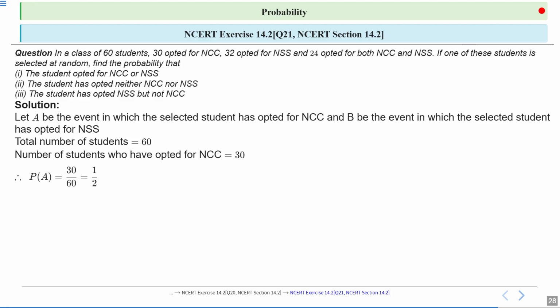So therefore probability of A is 30 upon 60, and this is equal to 1 by 2. So probability of A is 1 by 2. And number of students who have opted for NSS is 32, and therefore probability of B is 32 over 60, because there are total number of students 60. Out of 60, there are 32 students opted for NSS. Clear? So probability of B is 32 over 60, which is 8 over 15.